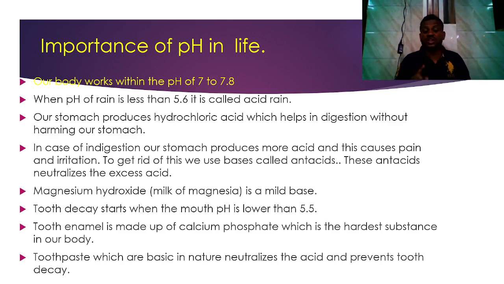Tooth decay starts when the mouth pH is lower than 5.5. Our teeth start to decay when the pH of our teeth decreases below 5.5, because our teeth contain calcium phosphate. The tooth enamel is made up of calcium phosphate.